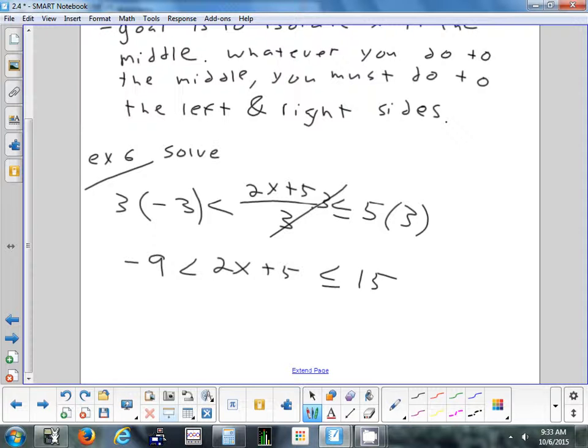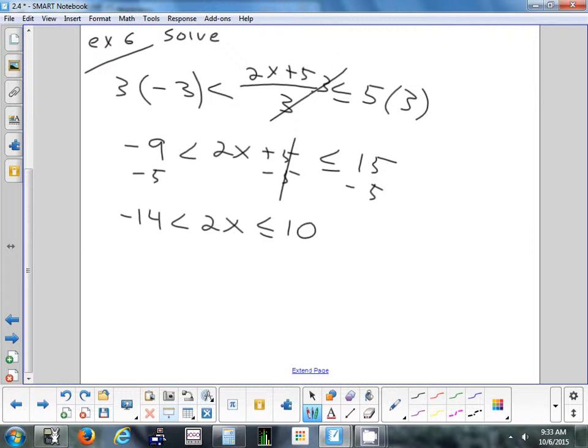Tyler, what's my next step? Would you subtract 5? Yep. Subtract 5 from everything. Those are gone. Okay, we have negative 9 minus 5, which gives me negative 14, is less than 2x, less than or equal to 10. Subtraction, don't ever flip the sign for that.